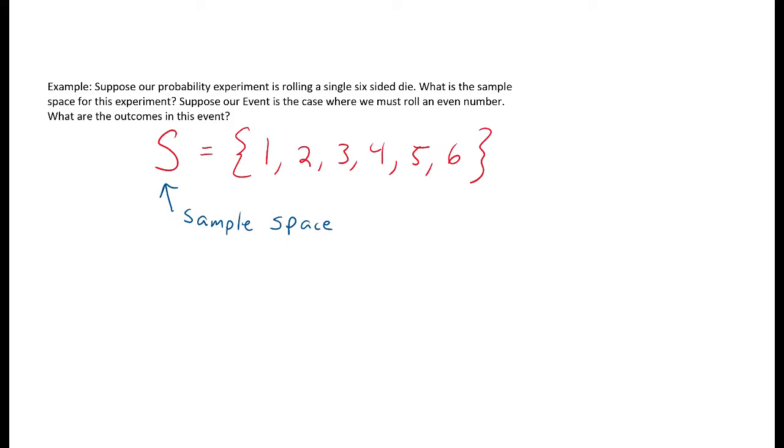The other part of the question asks, suppose our event is where we must roll an even number. We must land on an even number. So what are the outcomes that go with this event? In this case, let's let E represent the event where we get an even number. Ask yourself, what are the possible outcomes that will go with this event? Well, since it has to be an even number, it's either going to be 2, 4, or 6. Once again, the curly brackets indicate a set. But as you can see, the event has some of the outcomes from the sample space S.